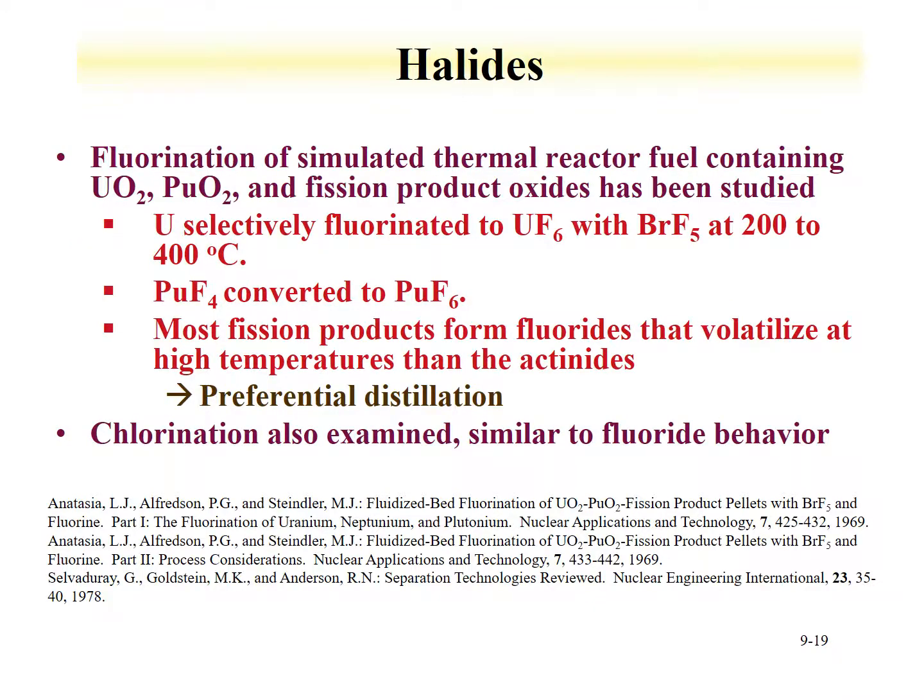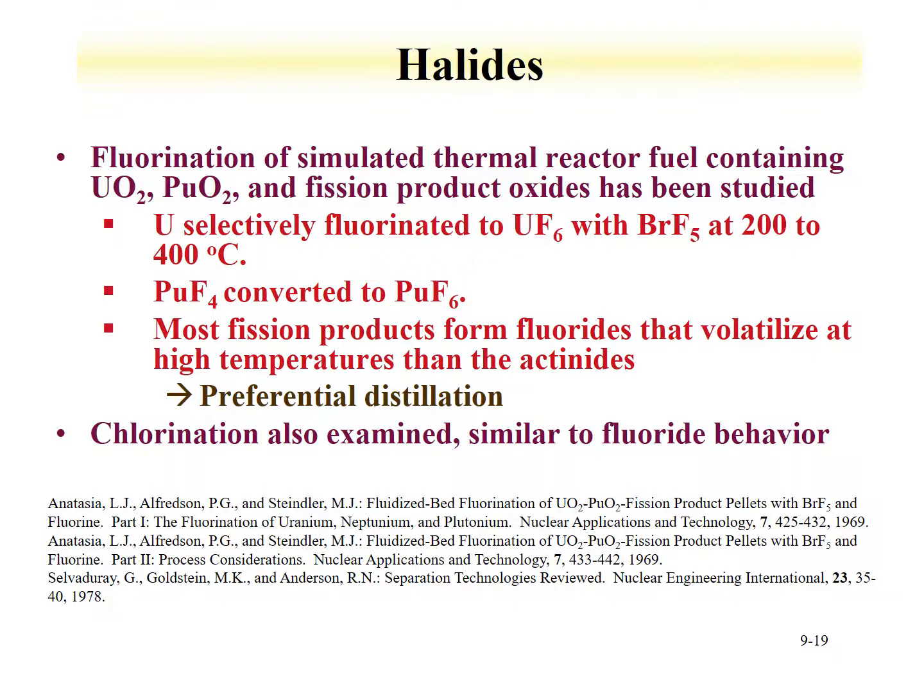Fluorination of spent fuel has been proposed with uranium dioxide, plutonium dioxide, and fission product oxides that have gone under examination. Uranium can be produced as the hexafluoride with a boron fluoride fluorinating agent. So you can imagine that this, we know from the nuclear fuel cycle, is a volatile compound, so separation of that can occur. The plutonium can also be volatilized as the hexafluoride. Most fission products that form the fluorides volatilize at higher temperatures than the uranium or plutonium, so one can have a preferential distillation for the purification of the actinides from the fission products.